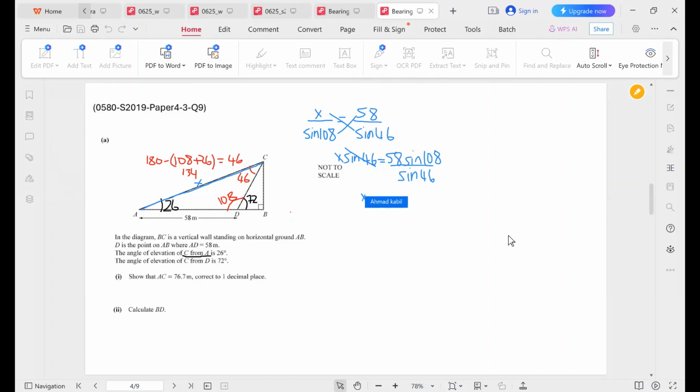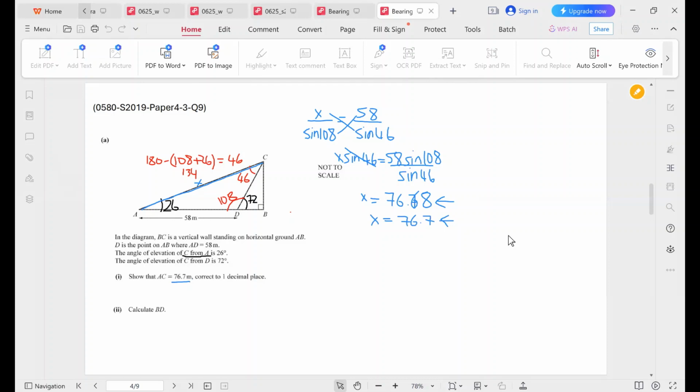So X equals, and then we just evaluate this. So 58. I would recommend that you evaluate the numerator first. So 58 sine 108. And then you press equal. And then you divide the answer by sine 46. So as not to get wrong results from the calculator. So X here would be 76.68 or just 76.7. So since this is a show that, it would be a good idea to write 76.68 and then X equals 76.7. Just to show that we got the exact answer and then we approximated it to get the final answer here, which they require.